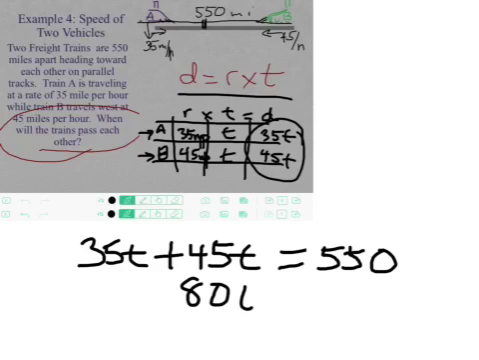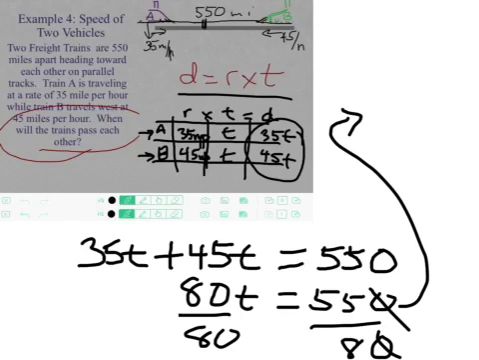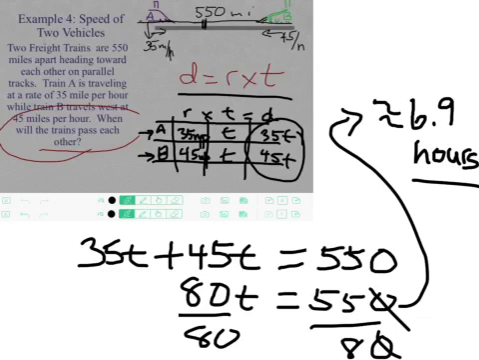So with 80T being equal to 550, we can simply figure out the time by dividing both sides by 80. In essence, this is dividing 55 by 8. We get that these two trains need to be traveling for approximately 6.9 hours, or about 7, probably approximately 7 is better. So almost 7 hours it's going to take for these two trains to eventually meet and pass one another.